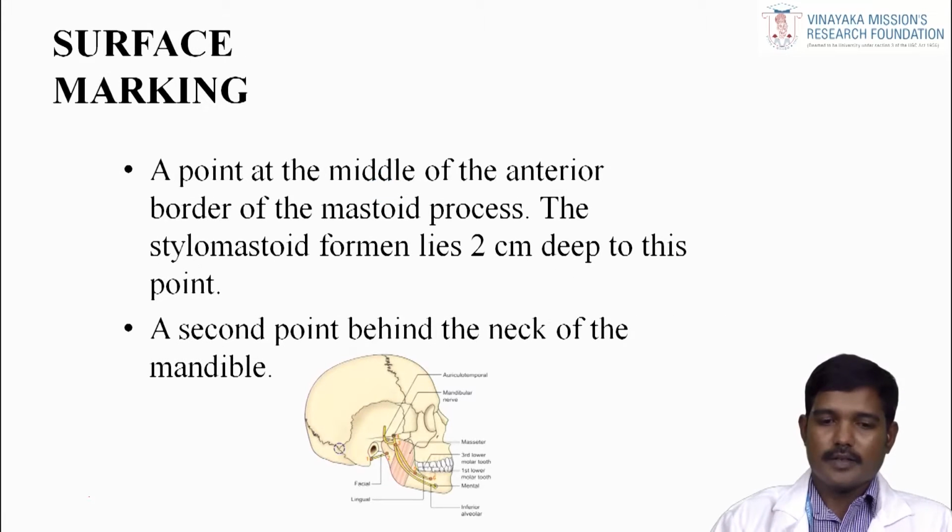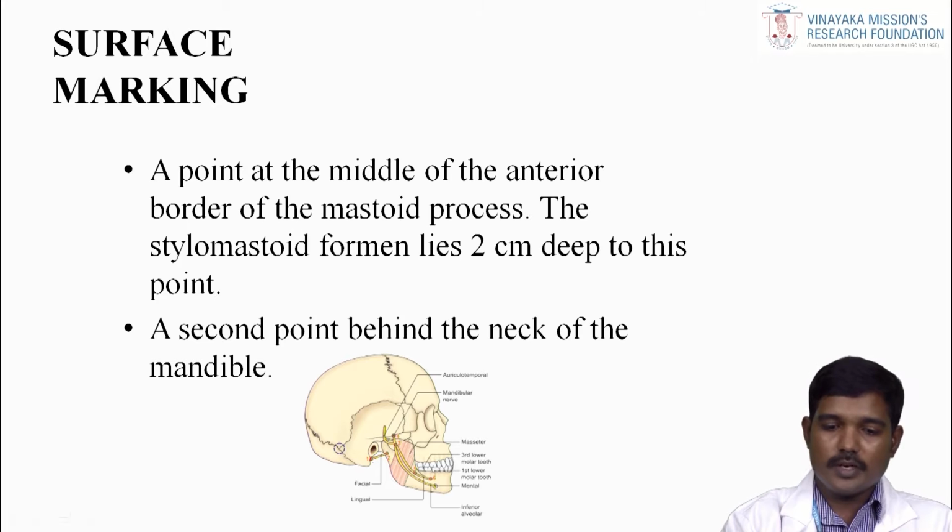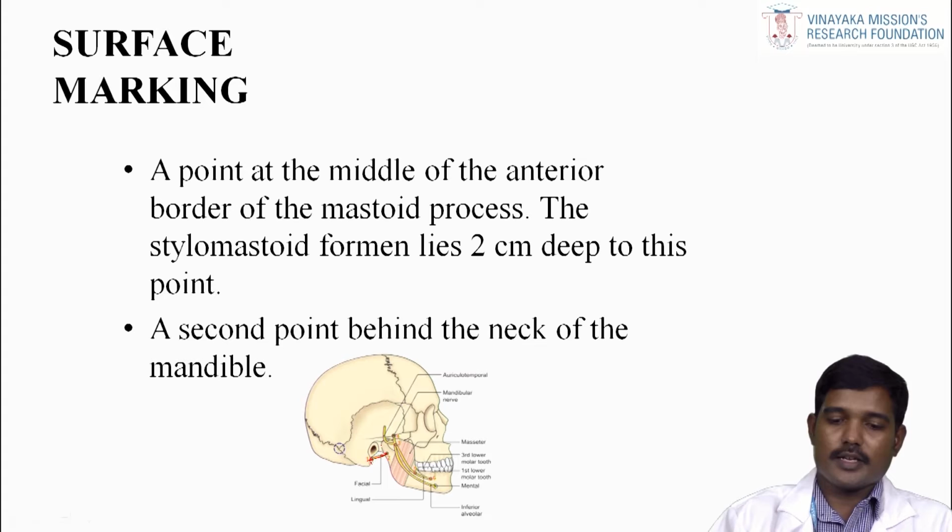Surface marking. We can mark a point at the middle of the anterior border of the mastoid process. The stylomastoid foramen lies 2 cm deep to this point. Another point is marked behind the neck of the mandible. So, this distance is the surface marking for the facial nerve extracranial course.